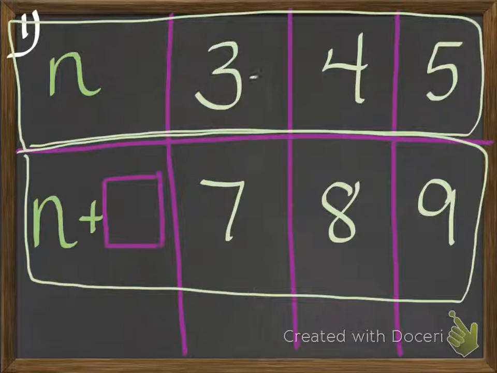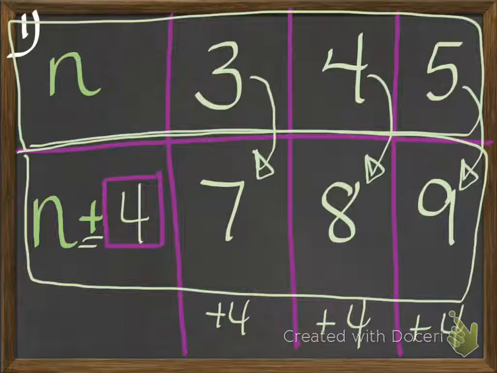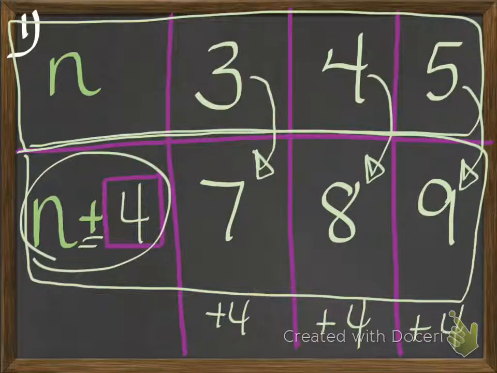Okay, so we have 3 changed to 7, 4 changed to 8, 5 changed to 9. We know that we are adding. It gave us the operation already. So what's the relationship? Well, we're adding 4, right? 3 plus 4 is 7. 4 plus 4 is 8, and 5 plus 4 is 9. So we're adding 4. So there it is. That's all there is to it.